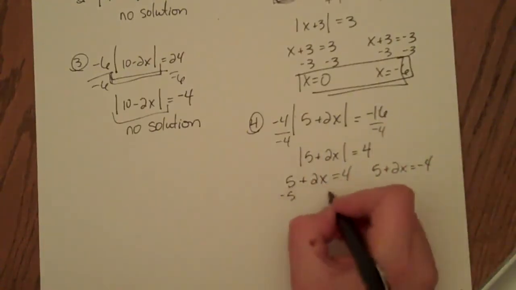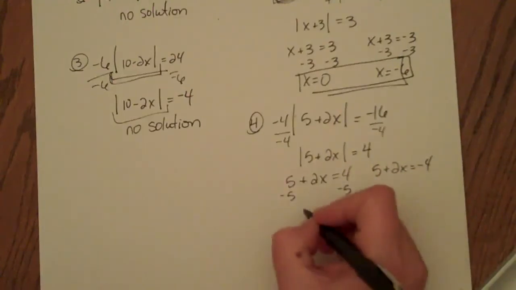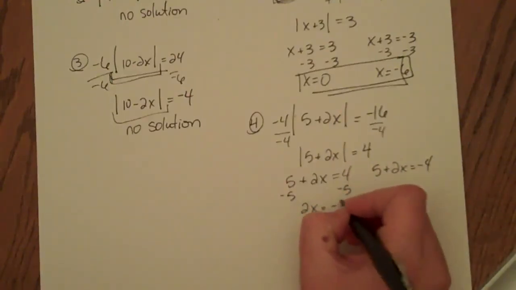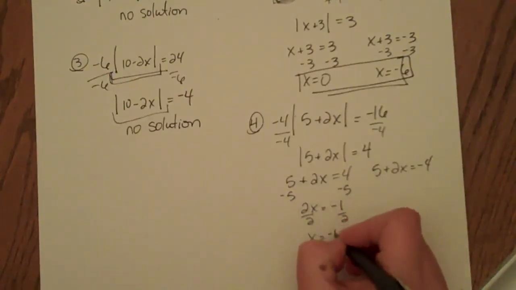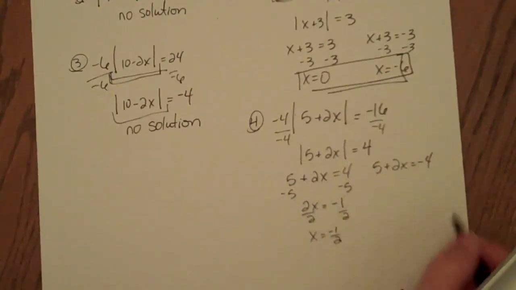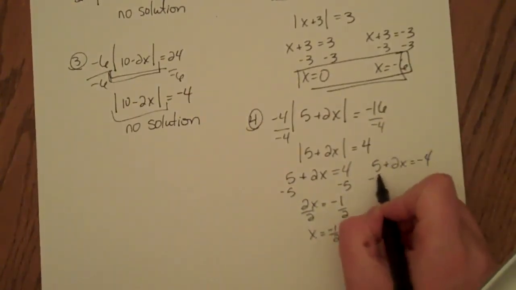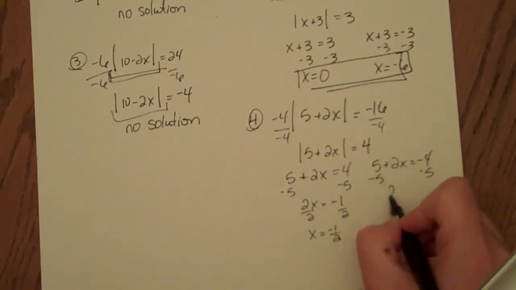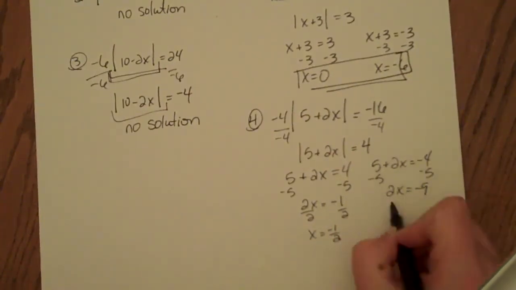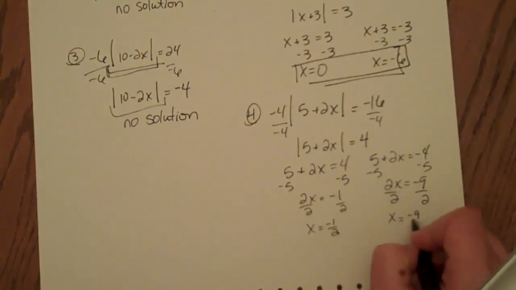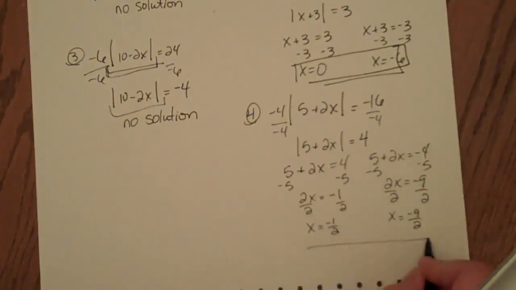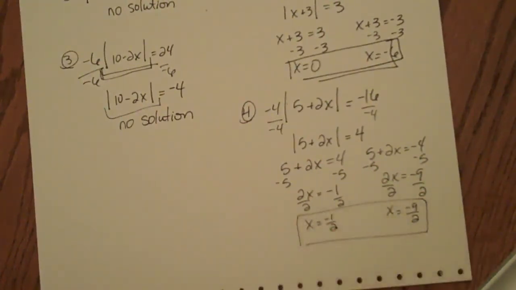Now we solve this by subtracting 5 from both sides. So we have 2x equals negative 1. Divide both sides by 2, so x equals negative 1/2. Now we do the same thing over here, subtract 5. We have 2x equals negative 9. Divide both sides by 2, so x equals negative 9/2. And those are our 2 solutions.